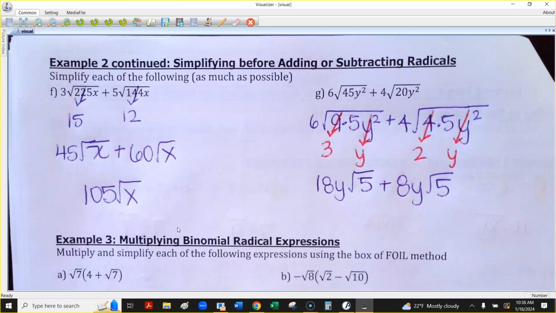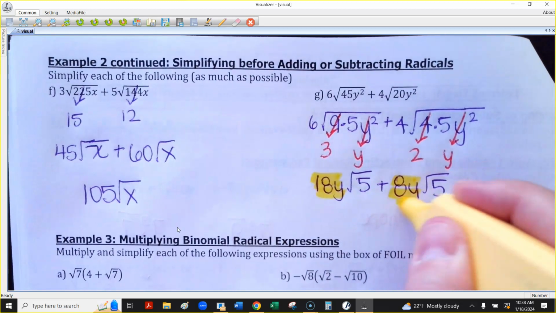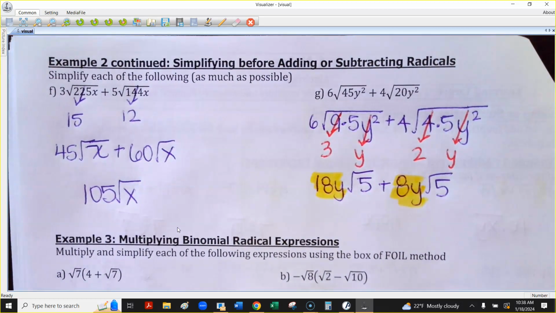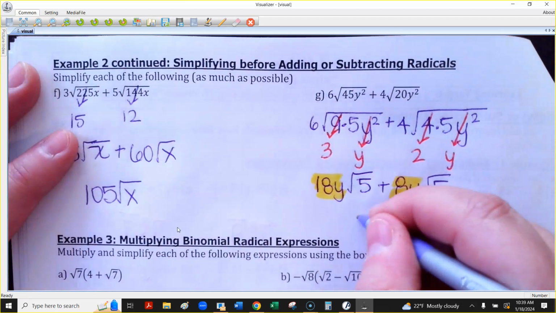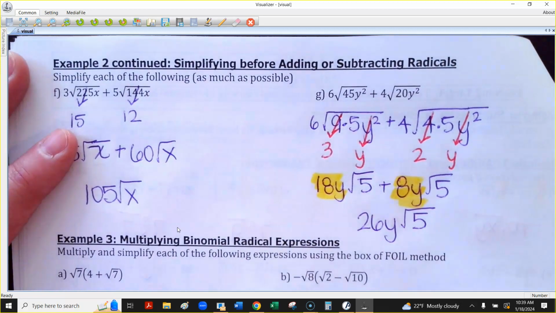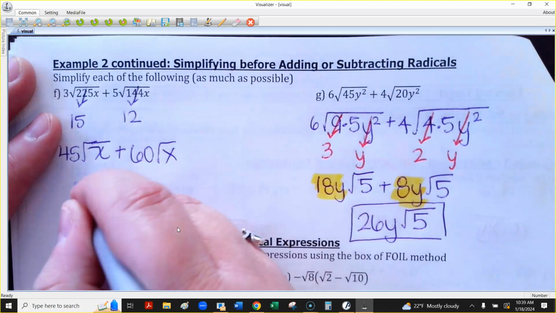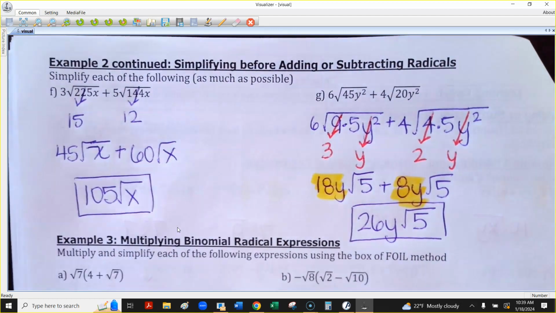And then this is kind of weird, but these are like radicals. So you can add the terms in front, and they are like terms. So 18y and 8y, we're not multiplying anything, we're not changing the exponents. It's literally just 18 plus 8, 26 y's, and no exponent or anything like that, just 26 y's and then radical 5. So just a couple weird ones there. Is anybody having a question?